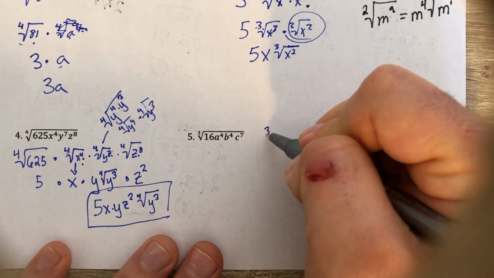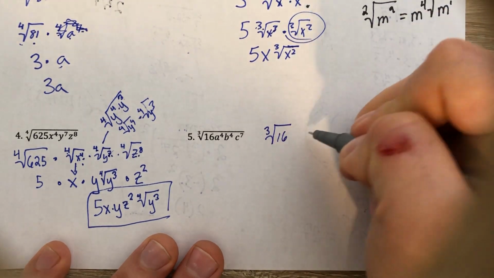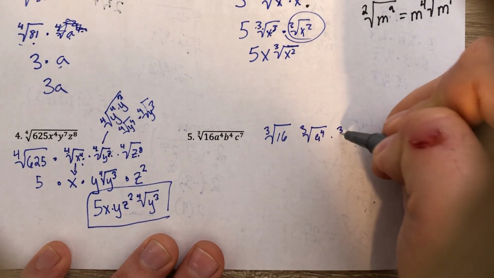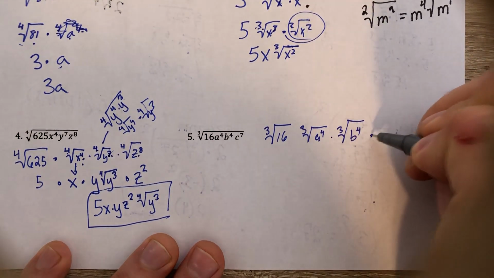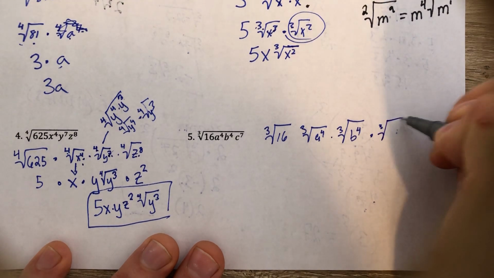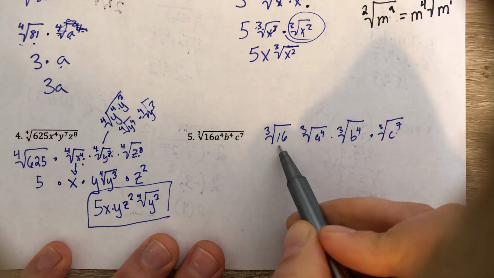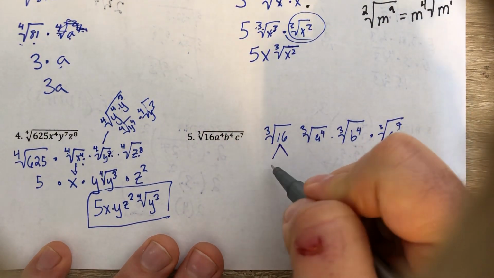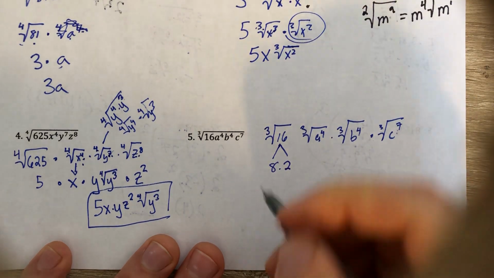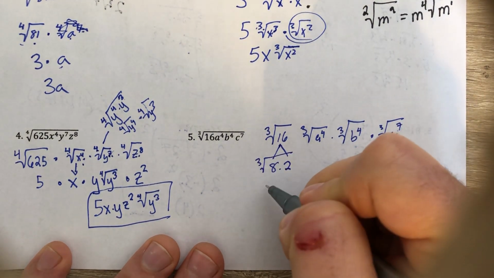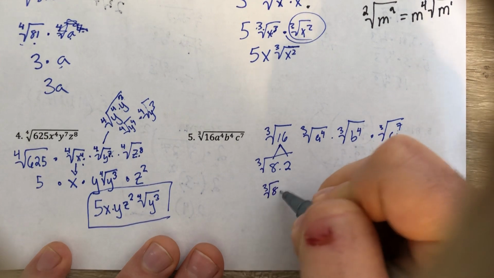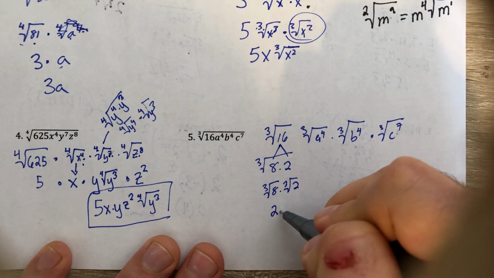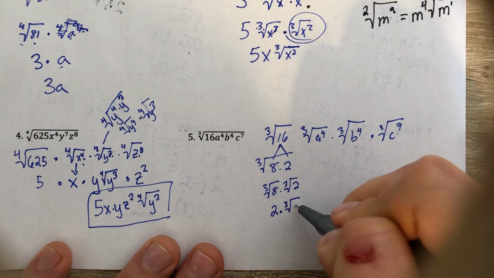All right, so let's break this apart to the cube root of 16 times the cube root of a to the fourth, times the cube root of b to the fourth, times the cube root of c to the seventh. All right, 16. 2 times 2 is 4, times 2 is 8. So let's break this apart. 8 times 2 is 16. So it's the cube root of 8 times 2, the cube root of 8 times the cube root of 2. Cube root of 8 is 2. A lot of work to get there, but we finally got to 2 times the cube root of 2.